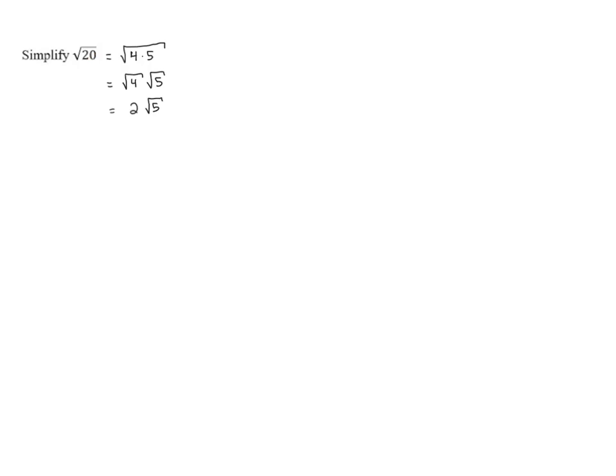radical of 20. We can't simplify anymore because the only perfect square factor of 5 is 1, and if we split that up into 1 and 5, we'd still have 5 inside the square root. So that doesn't really help, and so this is as much as we can do, and we end up with 2 times the square root of 5.